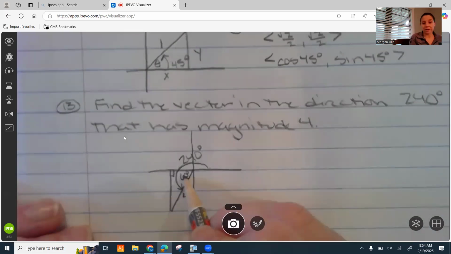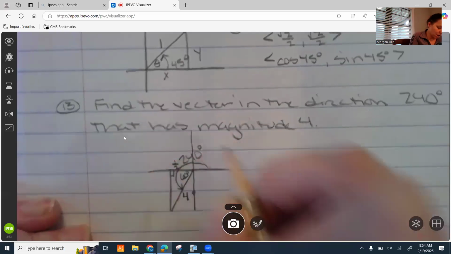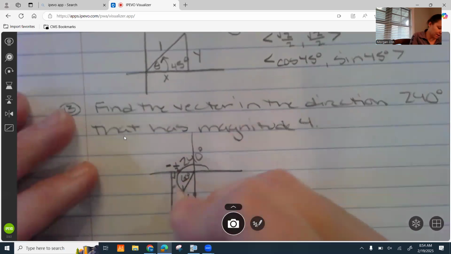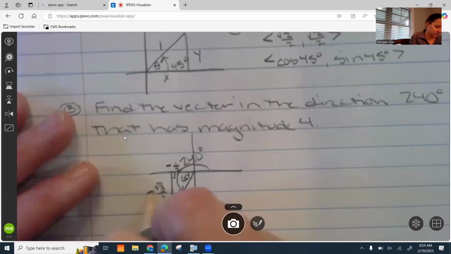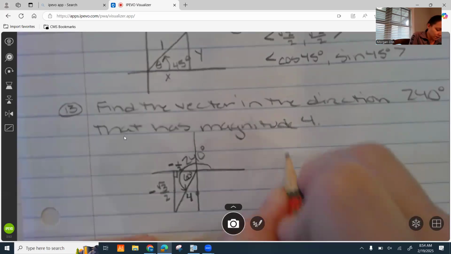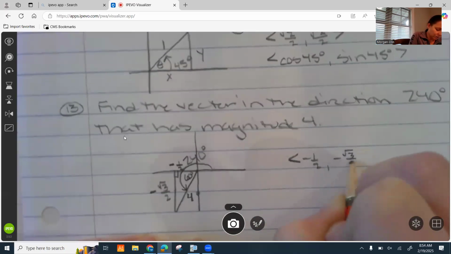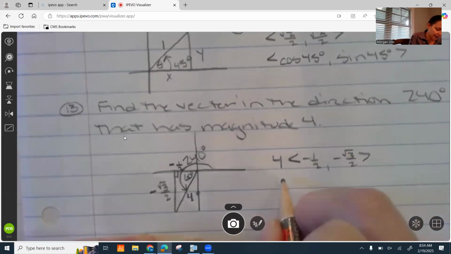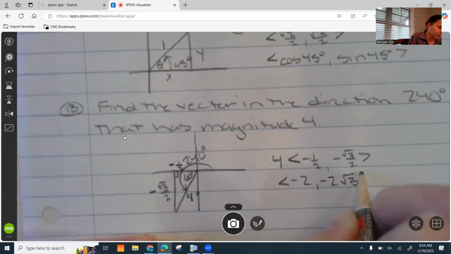Whenever you have a 30, 60, 90 triangle, think about it for a second. Across from 30 is 1/2. Because it's here, that's going to be a -1/2. Then across from 60 is square root of 3 over 2. Again, because it's in this quadrant, both of them are negative. So the vector would be -1/2, -square root of 3 over 2, but then I would multiply it by 4. When I do that, I get -2, and then -2 square root of 3.